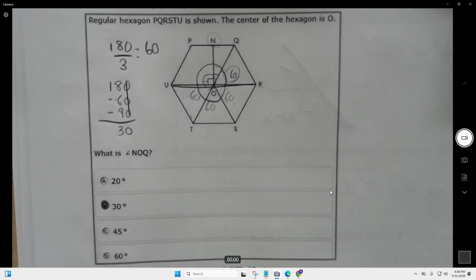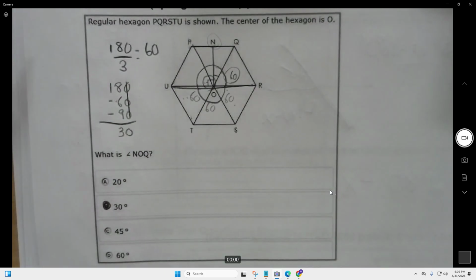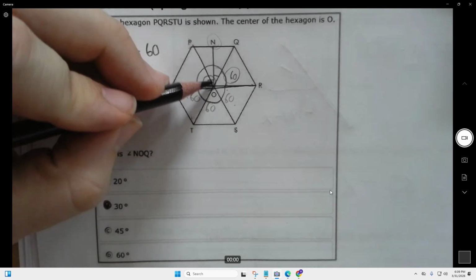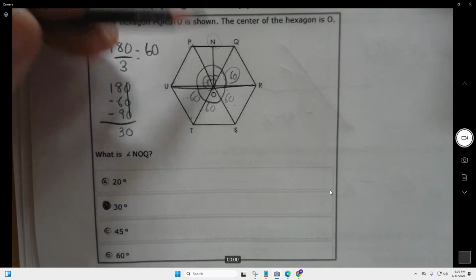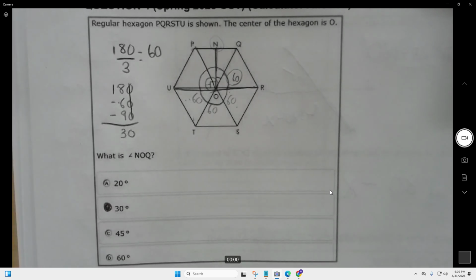They want you to put 60. And it would be 60 if this line was here. If this line was here, it would be 60. But because it is not, and it is here, it is not 60. It is 30.